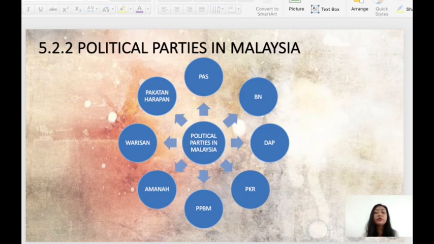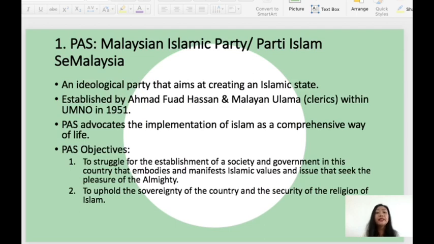Alright, now we are going to look at each political party in Malaysia. These are the most popular ones: PAS, Barisan Nasional, Democratic Action Party, PKR, PPBM, Amanah, Warisan, and also Pakatan Harapan. Okay, the first one, PAS. PAS is also known as Parti Islam Semalaysia or Malaysian Islamic Party. An ideological party that aims at creating an Islamic state, established by Ahmad Fuad Hassan and Malayan ulama clerics within UMNO in 1951. PAS advocates the implementation of Islam as a comprehensive way of life.